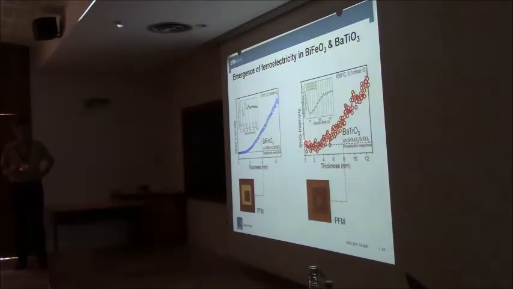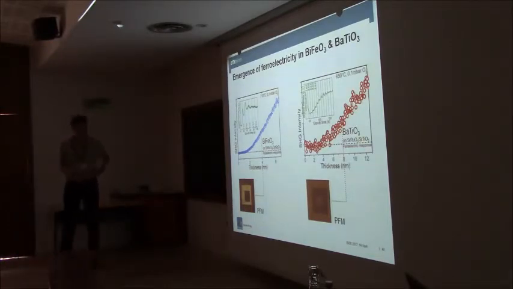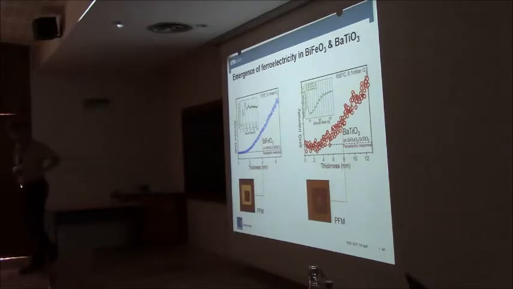Likewise, barium titanate, after a few nanometers have been deposited, you start getting a spontaneous polarization that then grows with film thickness. And it's really ferroelectric. If you take out the film at this stage, you can write with a force microscope a voltage into that film, and you see you can polarize it one way or the other.